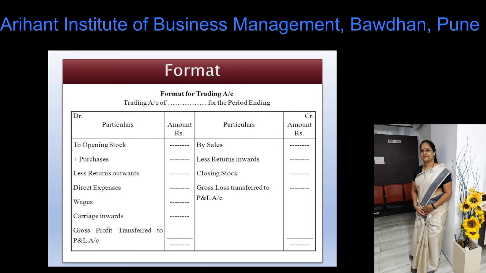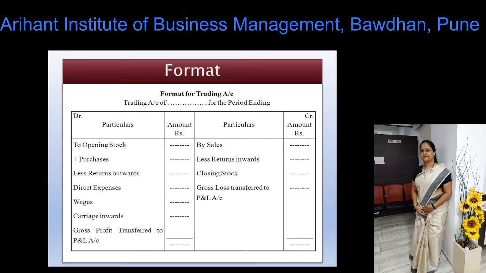On the debit side, you first need to mention opening stock, then purchases of this year. If there are any purchase returns, then deduct them from purchases. Then direct expenses: wages, carriage inward, etc. Then on the credit side, you need to mention sales. If there is a sales return, deduct it from sales, and mention closing stock.